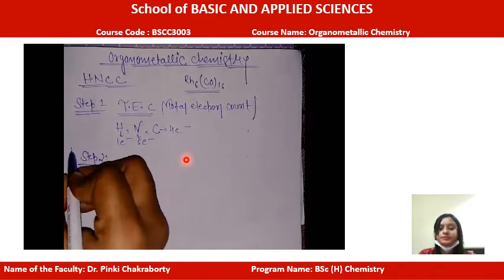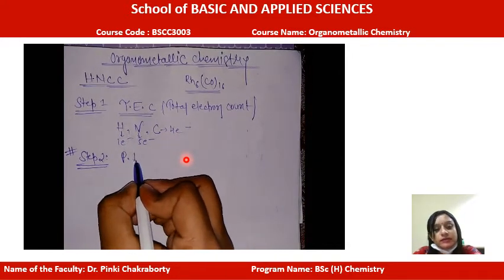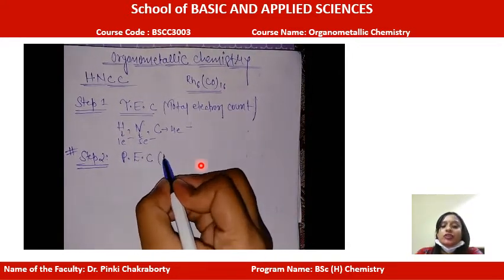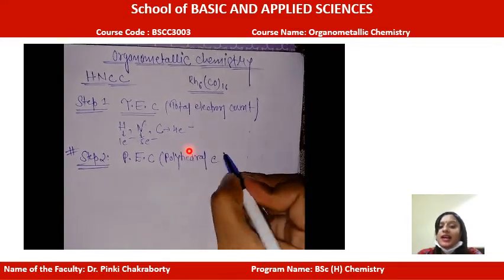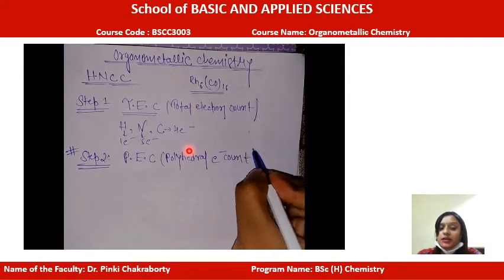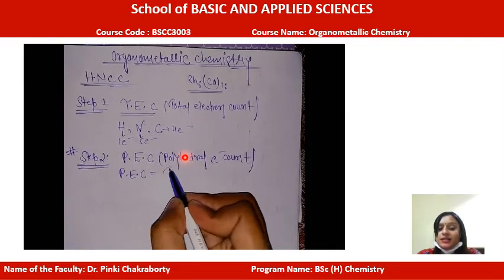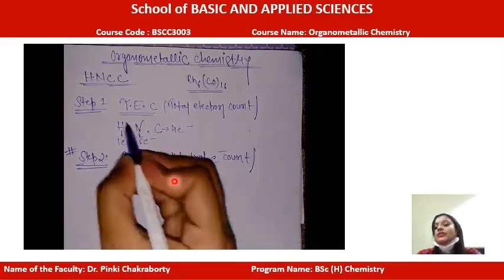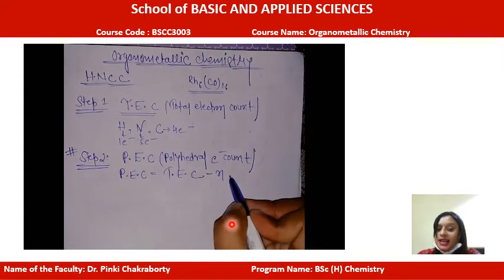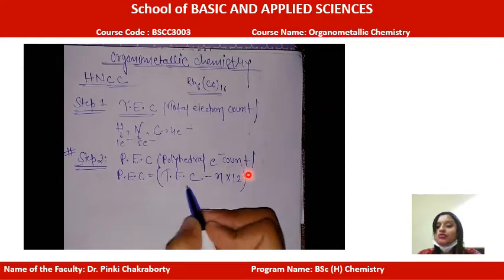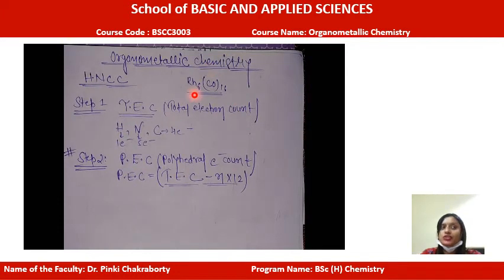So in step 2, the polyhedral electron count will be there, PEC. And how is this done? The formula is, first of all, you need to calculate the total electron count of your carbonyl cluster. Then you have to subtract n into 12. Now what is n here? n is the number of metal atoms present in the cluster.